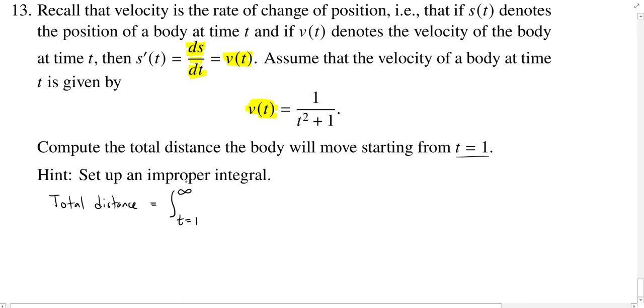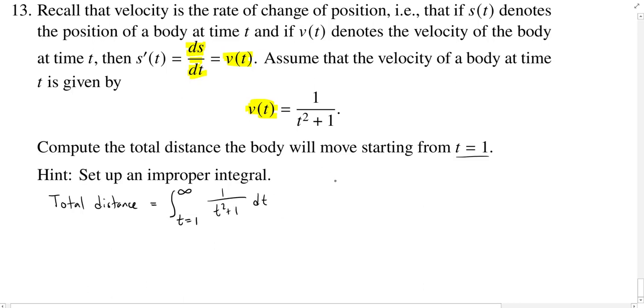That includes all time. In fact, looking at the velocity function, we can see that as t increases, the numerator is constant, but the denominator grows to infinity. So the velocity goes to 0, but it never actually gets to 0. So this body will never actually stop moving. To compute the total distance, it makes sense to integrate all the way to infinity. We just have to integrate the velocity function, 1 over t squared plus 1 dt.